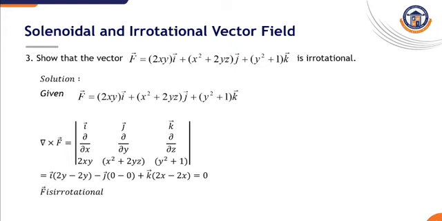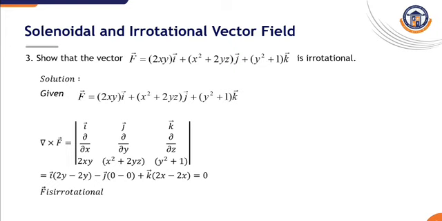Therefore, for the given problem we define our field f vector equal to 2xy into i vector plus x square plus 2yz into j vector plus y square plus 1 into k vector. Now del cross f vector is the determinant: i vector, j vector, k vector, dou by dou x, dou by dou y, dou by dou z, with the i component 2xy, the j component x square plus 2yz, and the k component y square plus 1.